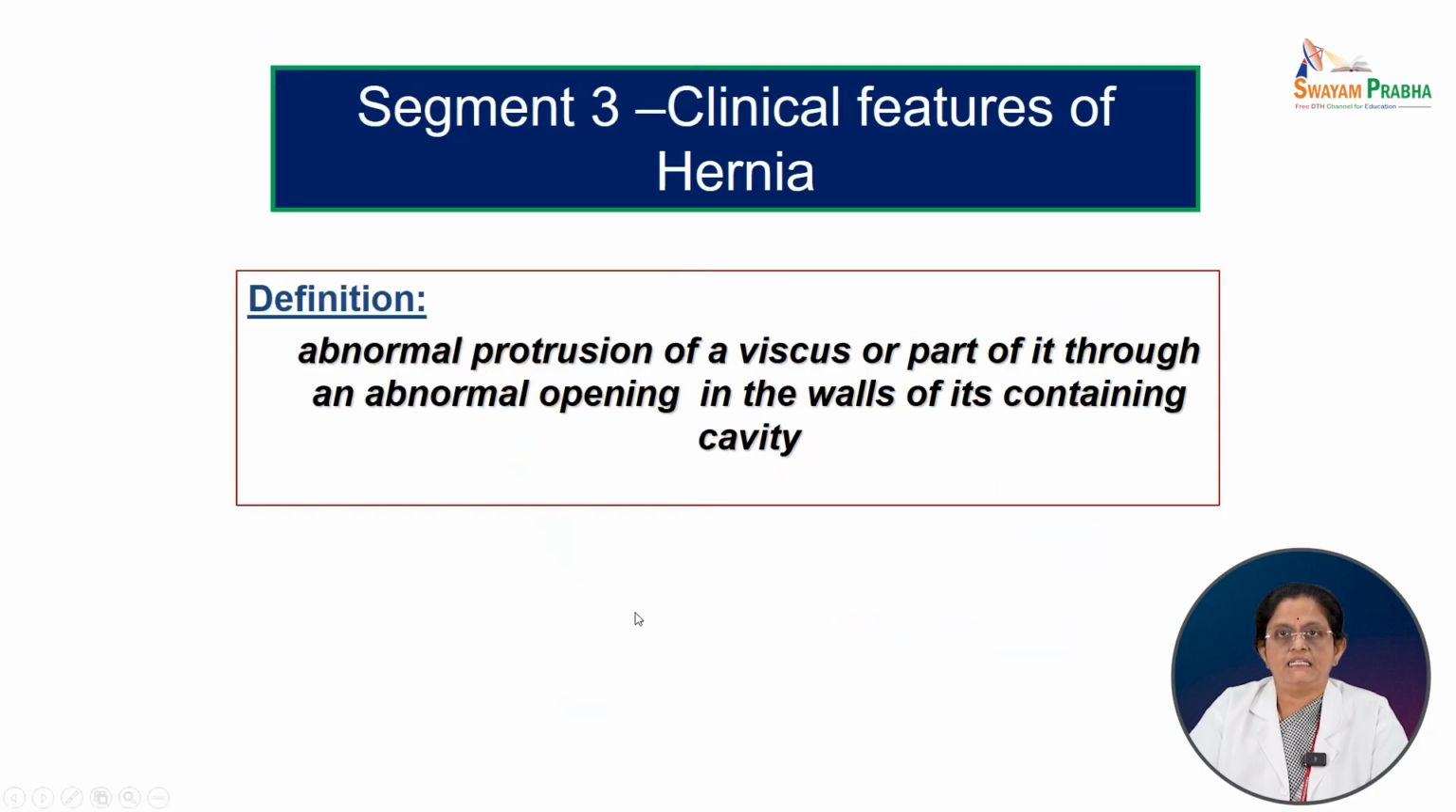Next, we will look at the clinical features of hernia. So, first let us define what is hernia. Hernia is an abnormal protrusion of a viscus, which is a hollow organ, or a part of it through an abnormal opening in the wall of its containing cavity.